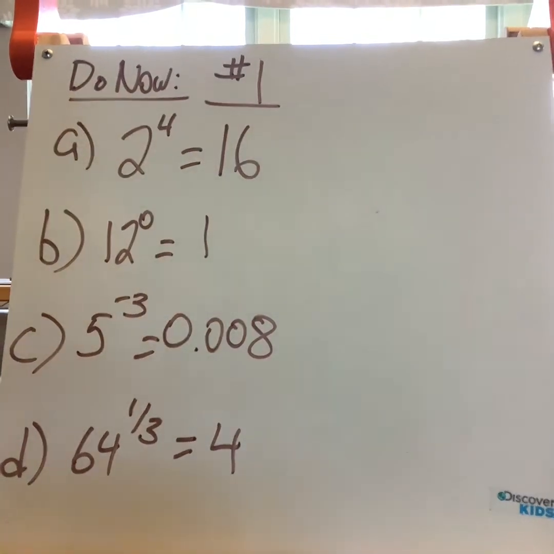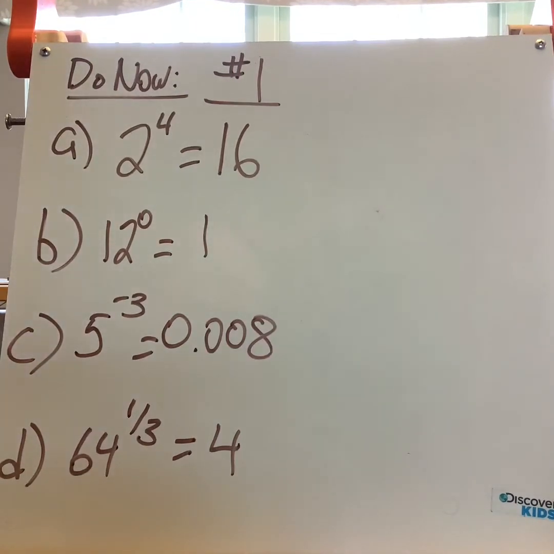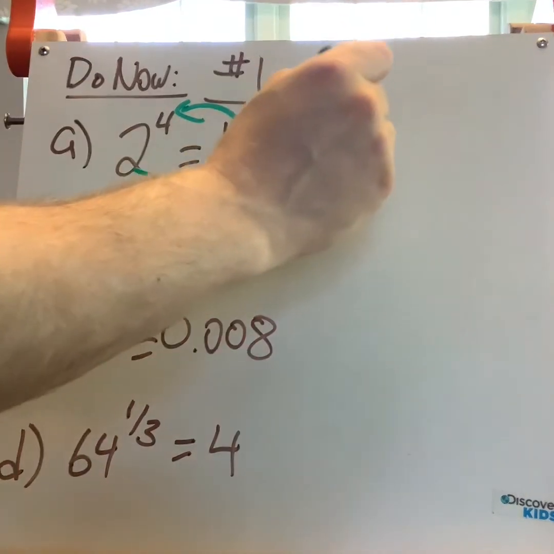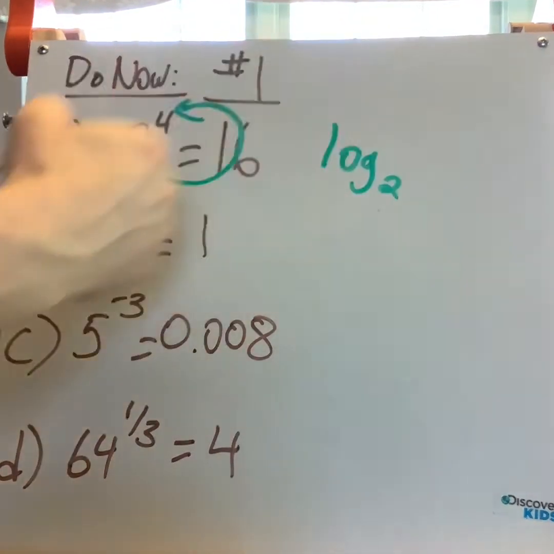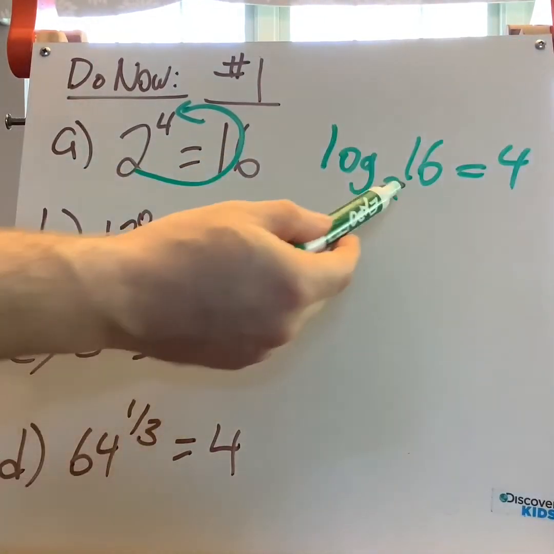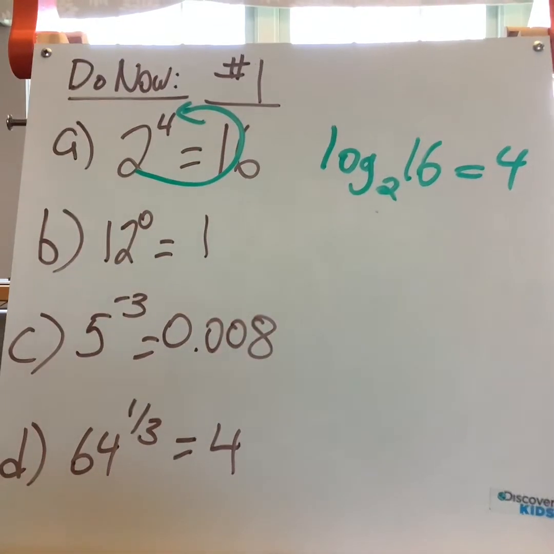So this one says to write each equation in logarithmic form. Here it's in exponential form. The best way to do it is if we have the exponential term to the left, just do our little lasso, and it becomes log base 2 of 16 is equal to 4. That means that 2 to the 4th power is 16.